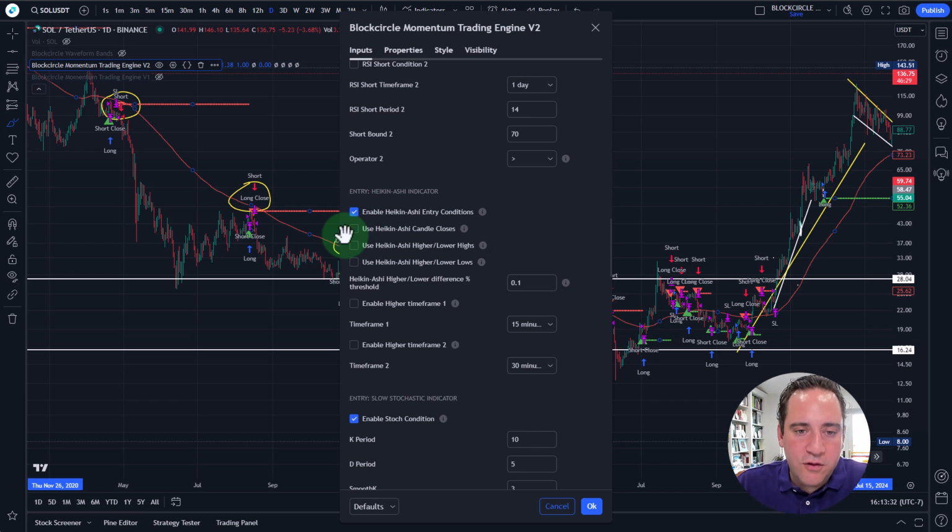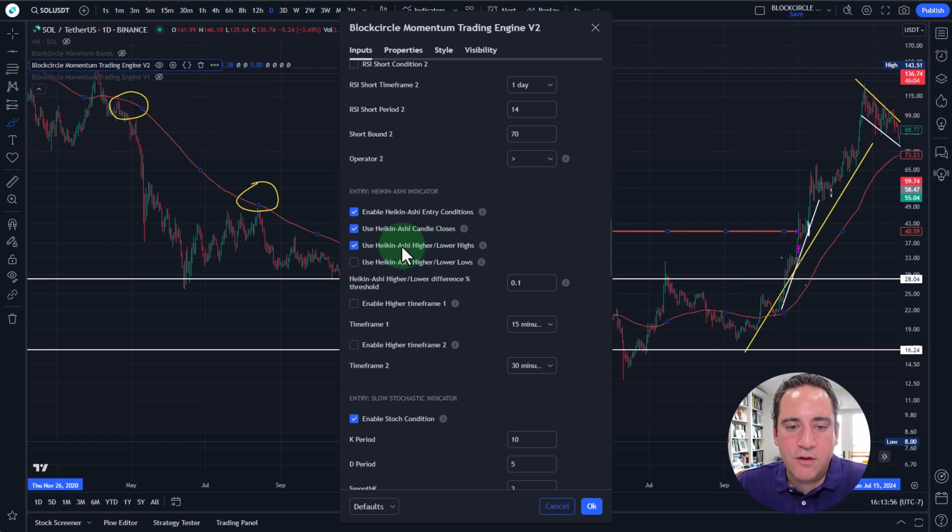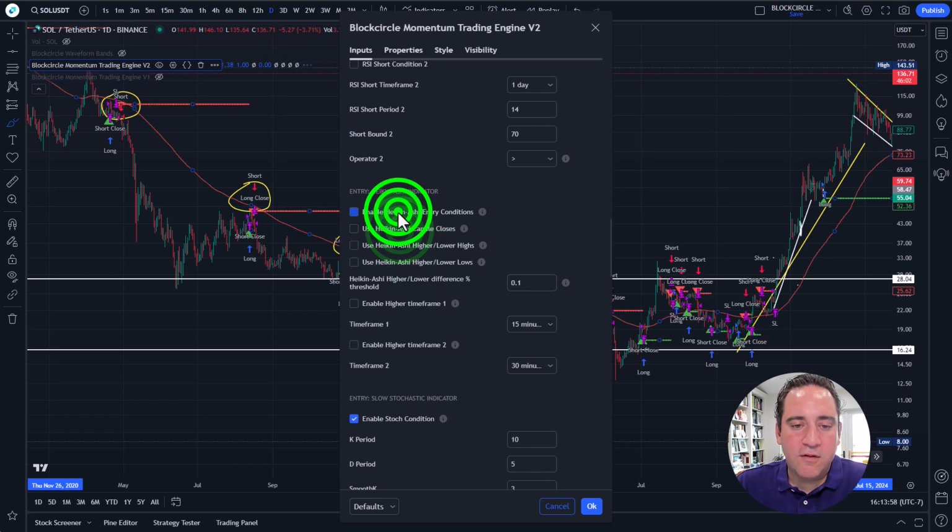And you'll do that just by tinkering with these settings and tinkering with the values, because you'll see how drastic of an impact it has just by changing them on the fly. So if you do want to turn on Heikin-Ashi, you just enable it. Then you say, I want to use candle closes. So rather than using traditional candles, I want to use Heikin-Ashi candle closes. And then you can use Heikin-Ashi higher highs and lower highs, or Heikin-Ashi higher lows or lower lows, right? You can set all these conditions on or off.